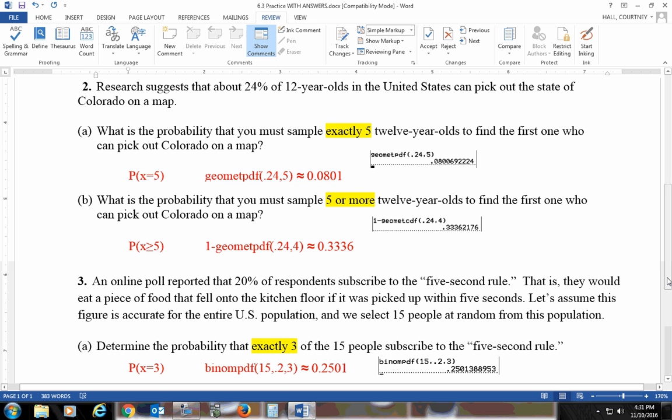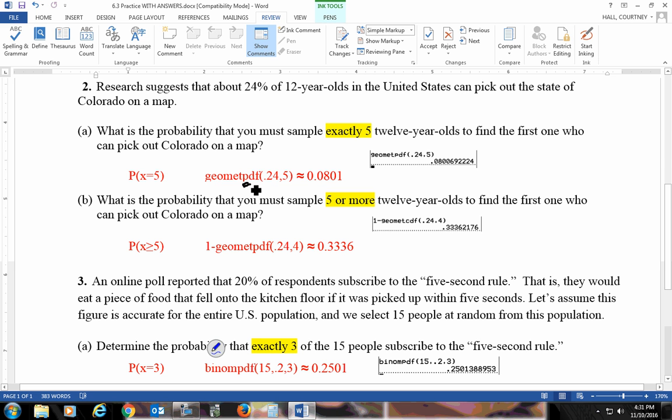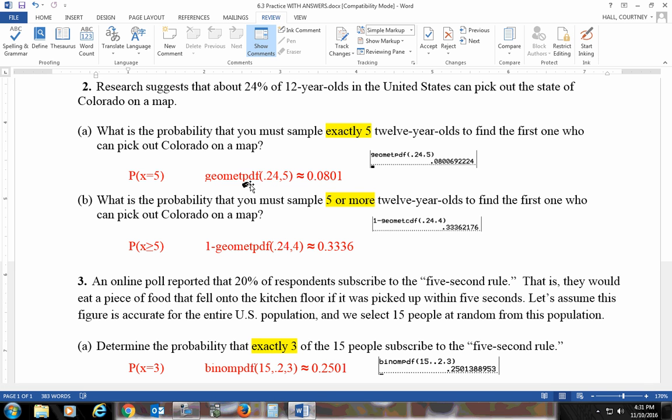You have a 0.24 probability, and then you want exactly 5. So notice that I did the PDF because it's exactly 5. When you do that on your calculator, you do the geometPDF, which just stands for geometric PDF, of 0.24 for your p and then 5 for your x. And so you end up getting about 0.0801.